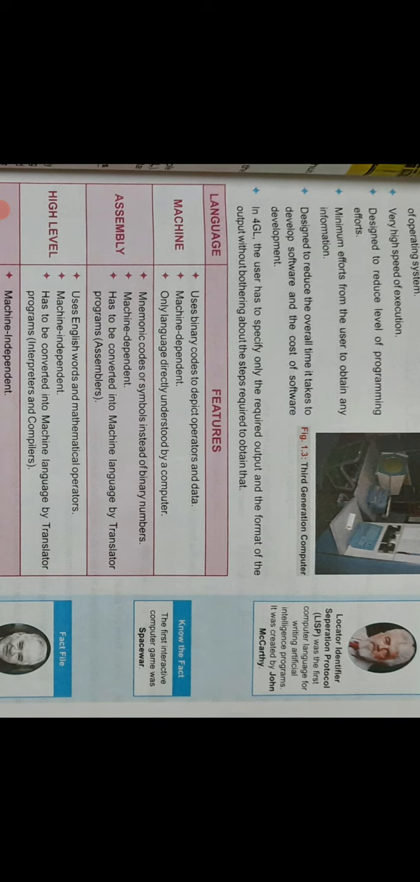Next, number 3. Each programming language has its own specific rules and syntax. It is true. Next, number 4. Assembly language is regarded as the first generation language. Is it right? No. Our first generation language is machine language. So, this is false.